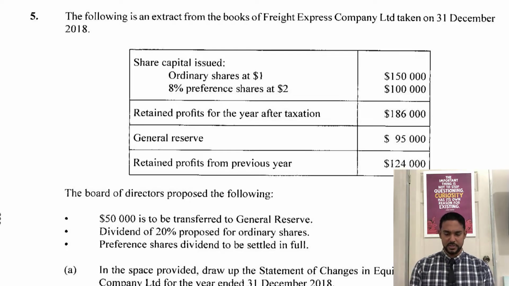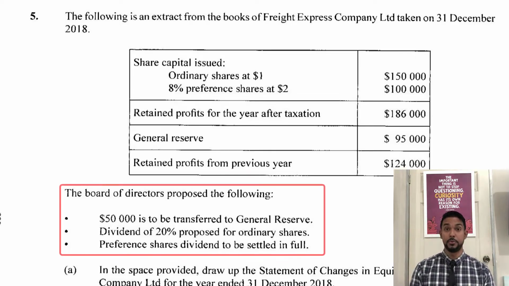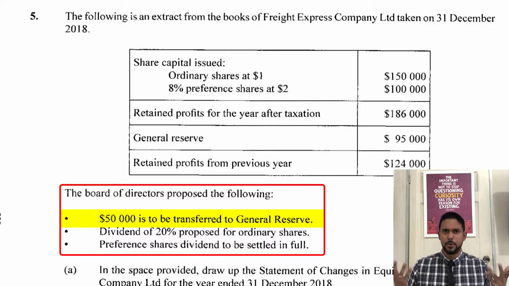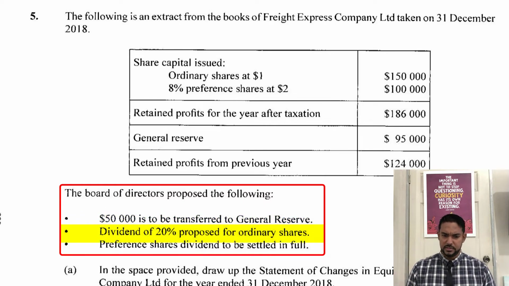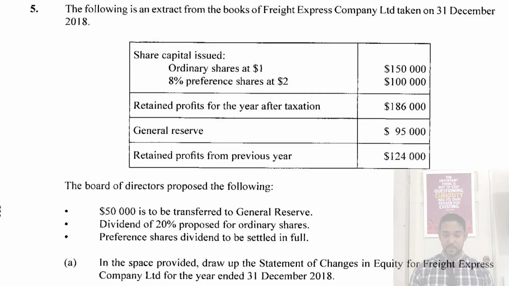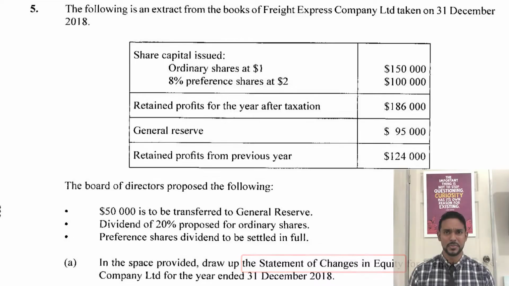So what's going to happen? Let's take a read again. Board of Directors propose the following. 50,000 is to be transferred to the general reserve. Okay, sounds like an appropriation account so far, right? Dividends, 20% on ordinary shares, preference dividends to be settled in full. All right, easy stuff. In the space provided, draw up a statement of changes in equity for the Freight Express Company Limited for the year ended 31st December 2018.